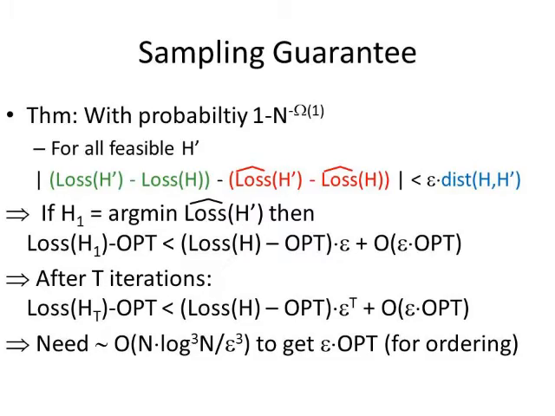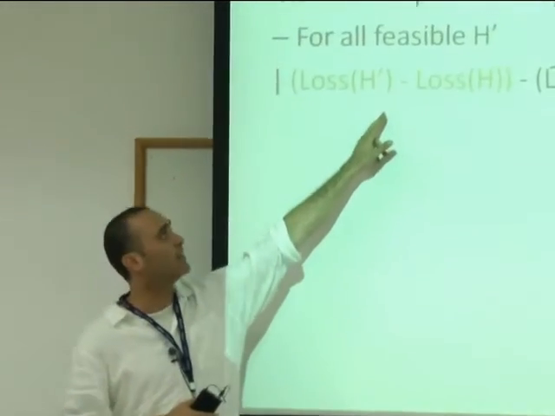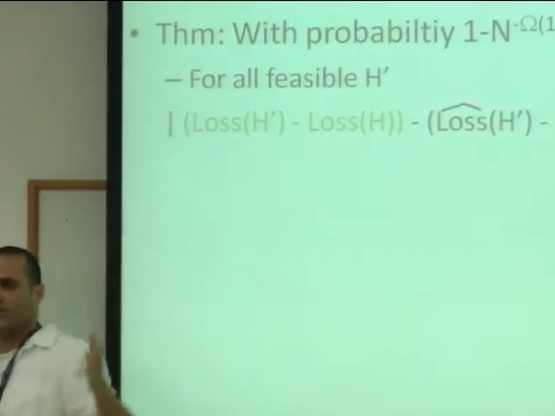So what is the guarantee that you get from this sampling at each iteration? With probability 1 minus inverse polynomial in n, you have a fixed solution h. For every other solution, h prime, you have this guarantee. What does it say here? It looks kind of complicated, but it's not really. This expression is the loss of h prime minus the loss of h. So it's the loss calibrated so that h would have value 0.